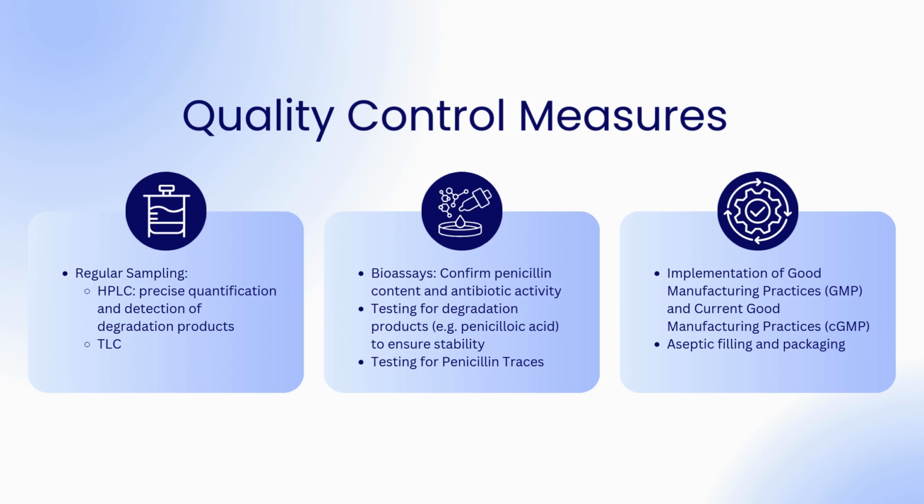Quality control in penicillin production ensures the antibiotic's safety, efficacy, and consistency through rigorous testing and protocols. Regular sampling using HPLC precisely quantifies penicillin while detecting degradation products like penicilloic acid, complemented by TLC for rapid impurity screening. Bioassays confirm the antibiotic's biological activity and stability, verifying its ability to inhibit bacterial growth.